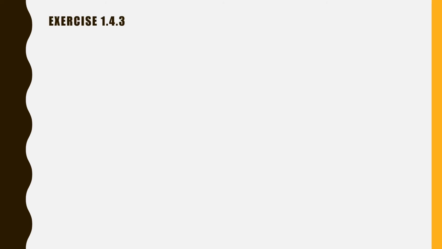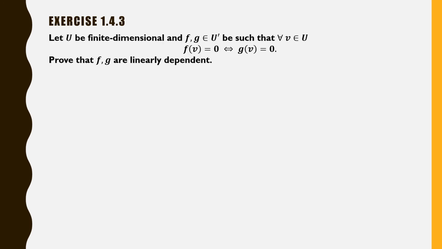We'll wrap up this lecture with a sample exercise. This is exercise 1.4.3 in the book, and it says the following. If U is a finite dimensional vector space and F and G are elements of the dual space to that vector space, so F and G are linear functionals in U prime, and they're such that they annihilate exactly the same vectors. So F of V equals 0 if and only if G of V equals 0. It doesn't matter if they share any other values, but they just have to be 0 on the same set.